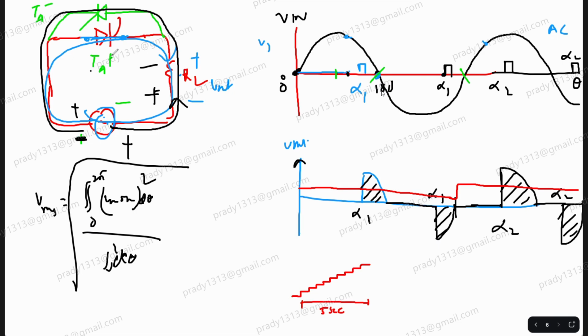Instead of this load, I can connect a single phase motor here and run it like this, right? In 1 second, how many cycles? 60. In 5 seconds, how many cycles? 300. You will not even see the steps. It will be happening like this.